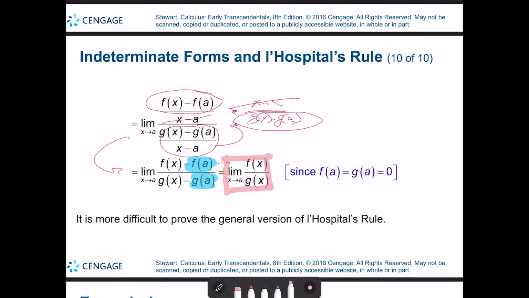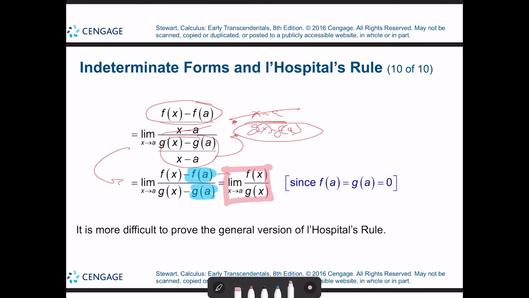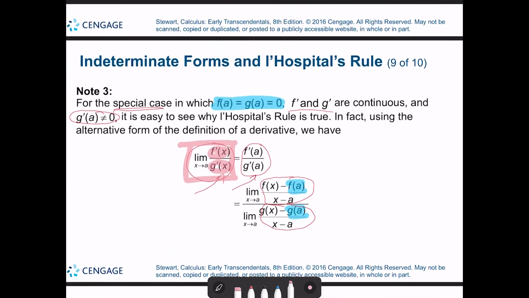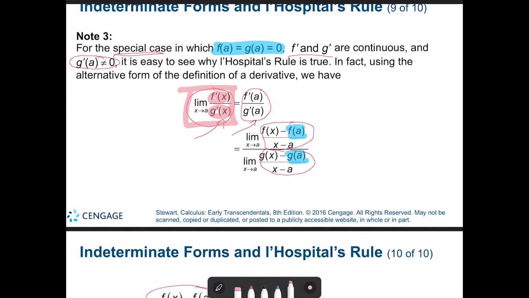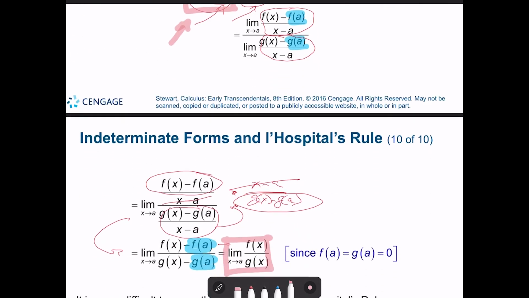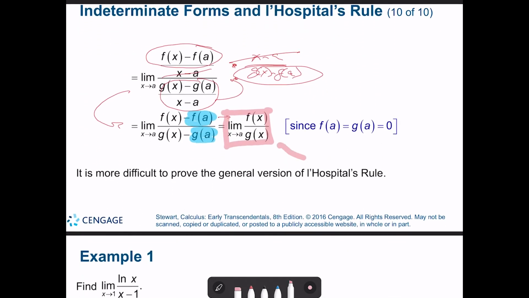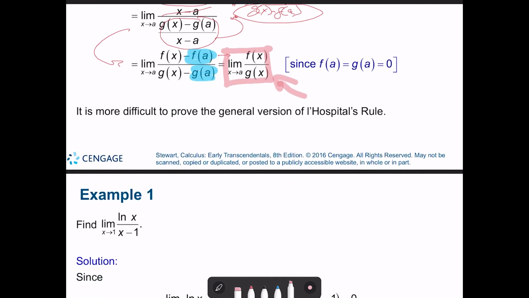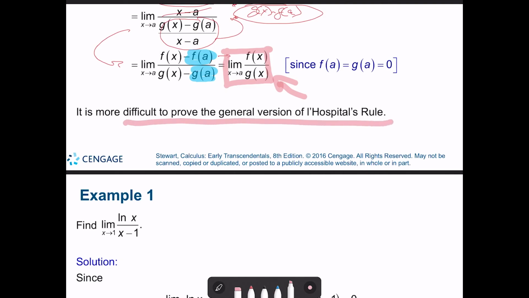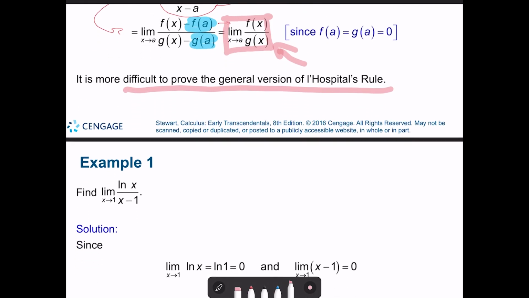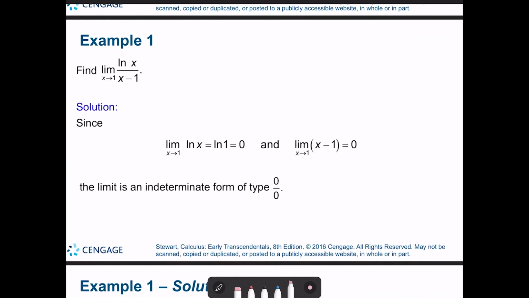So in the very specific case where f of a and g of a both equal 0, it's very easy to see how L'Hopital's rule is derived. The limit of the quotient of the derivatives equals the limit of the quotient of the original functions. When you've got something other than 0 over 0, it's considerably more tricky to perform the proof.